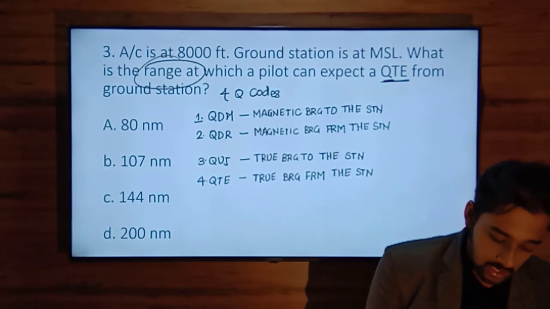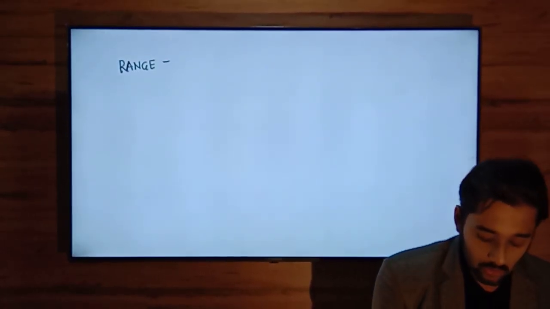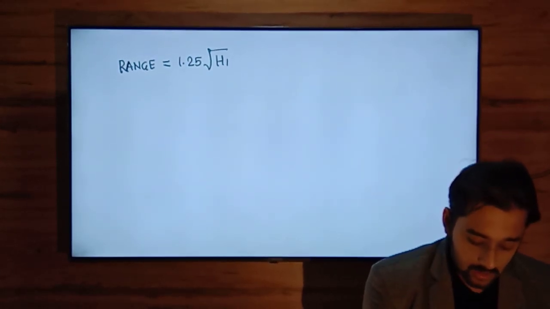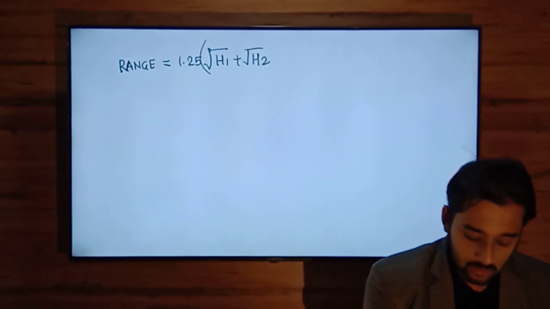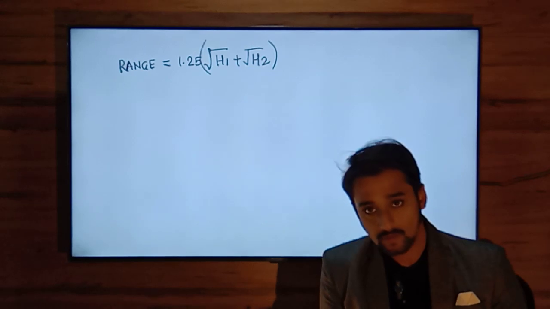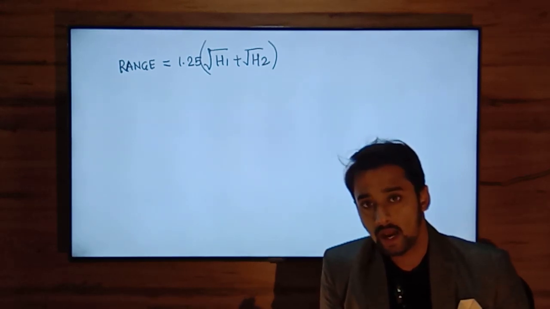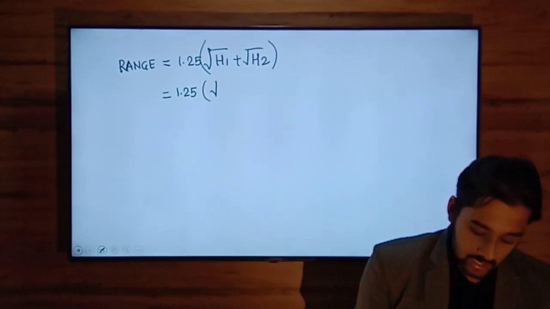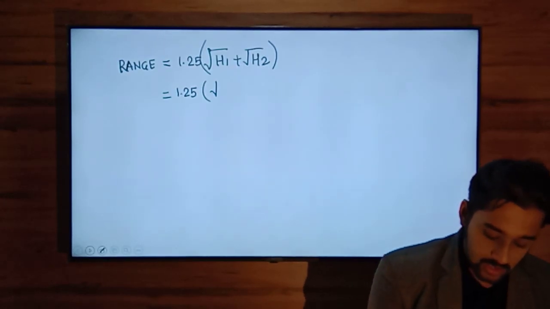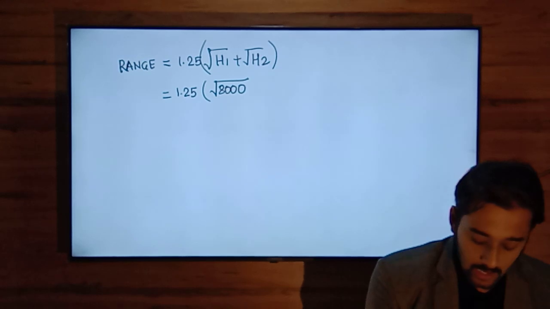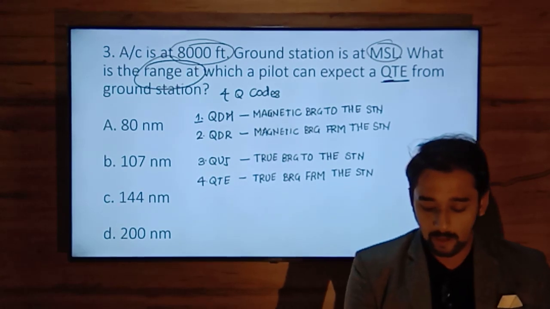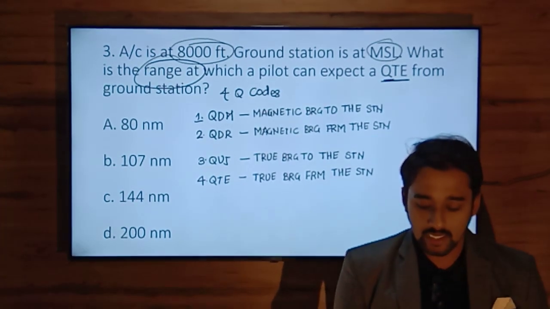Next we have to find the range. Now there is a direct formula for this. The range is equal to 1.25 into square root of h1 plus h2, where h1 and h2 stand for aeroplane height and ground station height. So over here, let's substitute the value: 1.25 into square root of h1 is 8,000, plus h2, the ground station height. The ground station is at mean sea level.